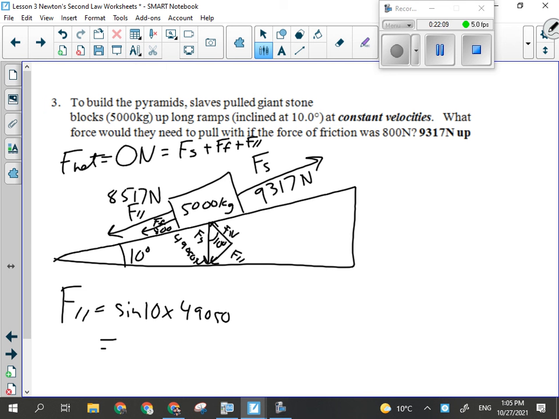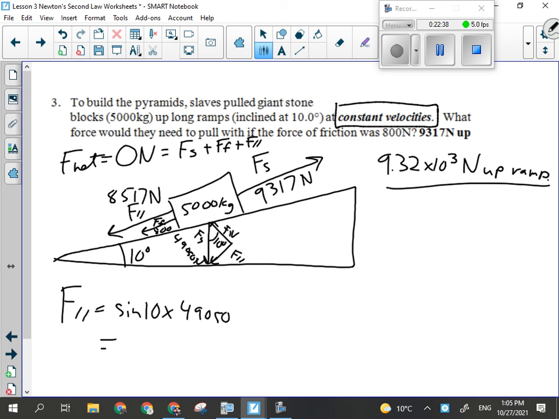Now, I only have 3 significant digits, so that answer is technically wrong. I should have 9.32 times 10 to the 3 newtons up ramp, or uphill, up slope, or anything other than up, because then aliens would be involved. It was straight up. Everyone follow what we did there? This is something we always want to be on the lookout for.